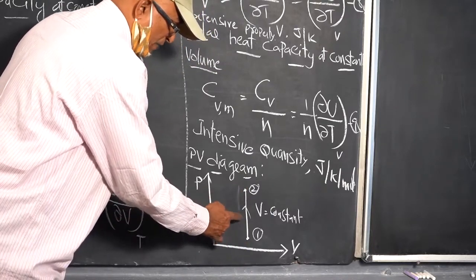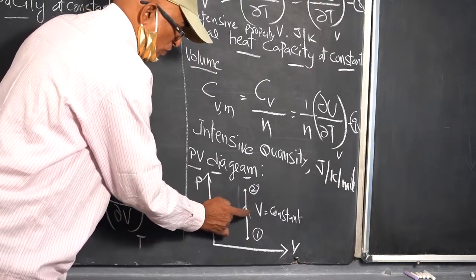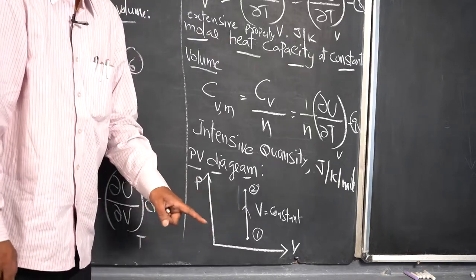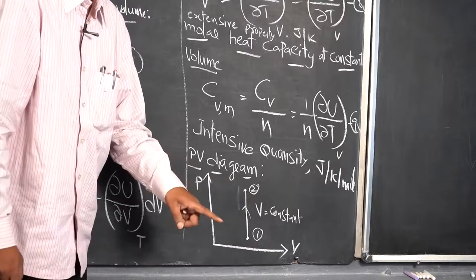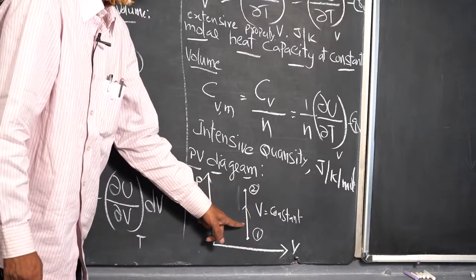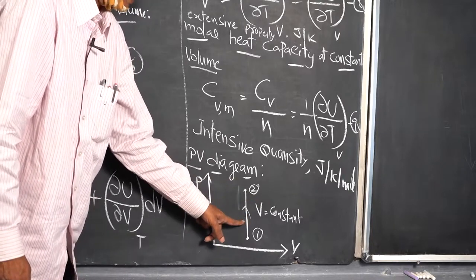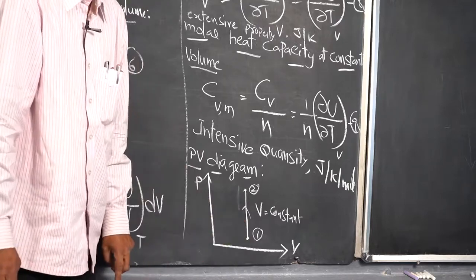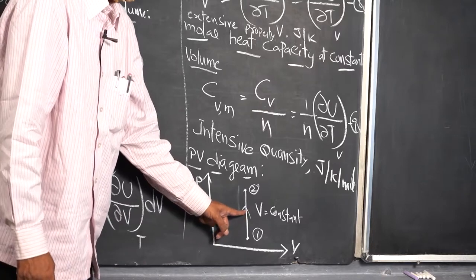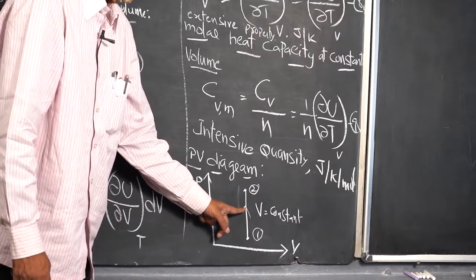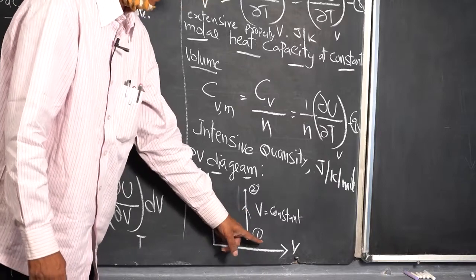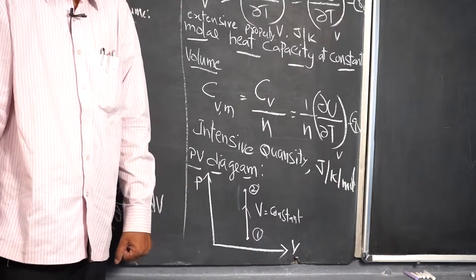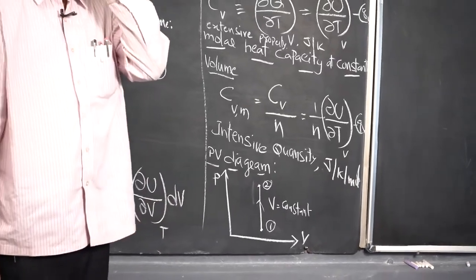Since it is a straight line parallel to y-axis, its slope is always infinity. The slope of the PV diagram of isochoric process is always infinity, because the PV diagram of isochoric process is a straight line parallel to y-axis. Slope is always measured with respect to positive x-axis. Therefore, here the line, since it is parallel to y-axis, is making an angle of 90 degrees with x-axis. Tan 90 is infinity, therefore the slope is always infinity. So this is about the isochoric process.